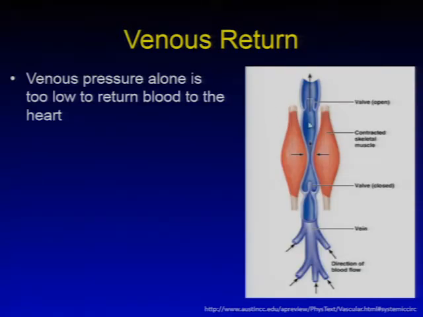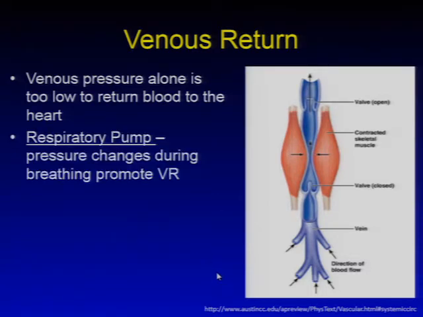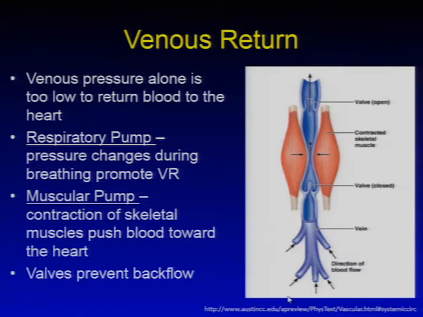You can see that contraction of any of the skeletal muscles within the body helps propel blood back through the venous system, and there are one-way valves that help prevent reflux of blood into the venous tree. The respiratory pump, as I had mentioned, helps propel blood through the thoracic cavity and back to the heart, as well as the muscular pump.